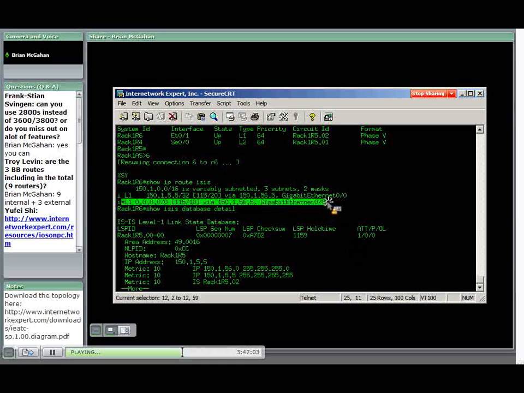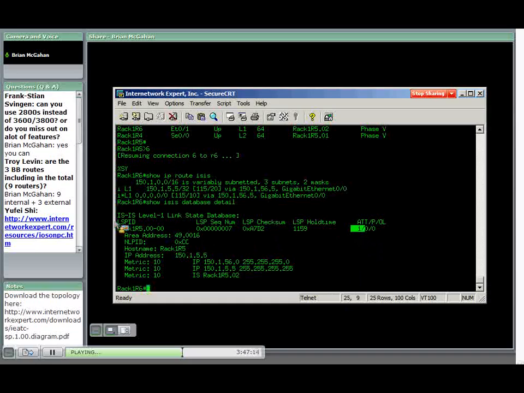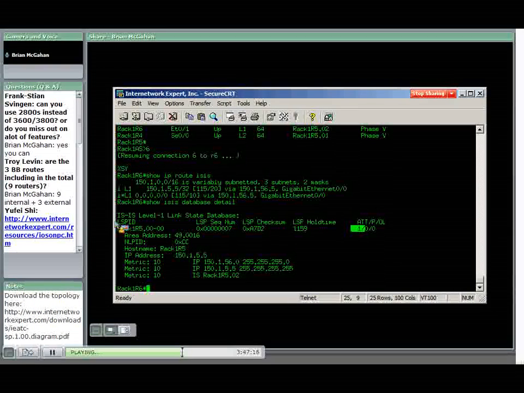Now, if we look at the database, if we say show ISIS database detail, what we're going to see here is that router 5 is setting the attached bit in the database. So router 5 is telling router 6, we are level 1 adjacent, and I have access to a level 2 domain. So I'm setting the attached bit, which is going to make you use me as a default destination. So technically, it's router 6 installing the default route, and router 5 forces it to do that based on the attached bit being set in the link state database.